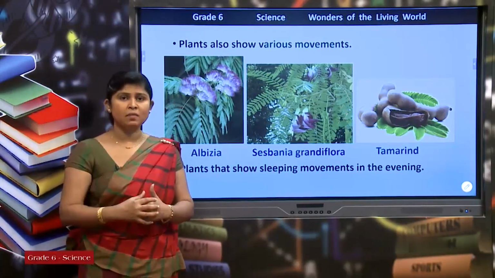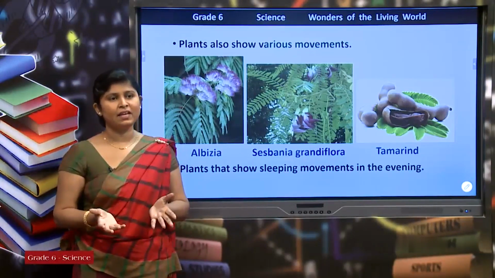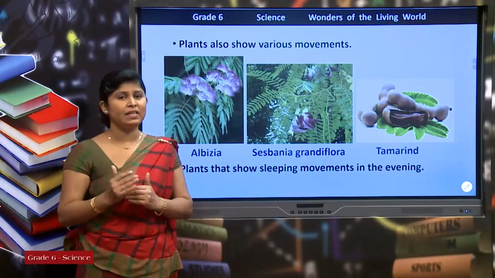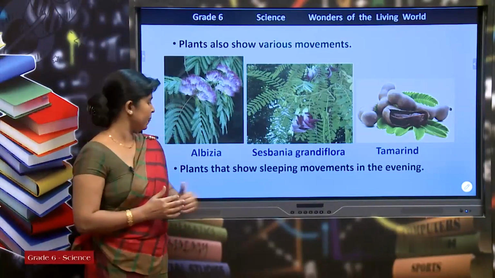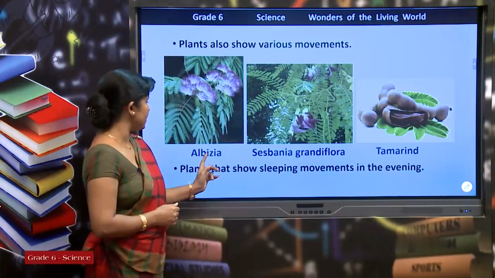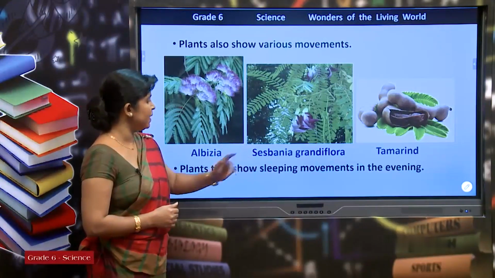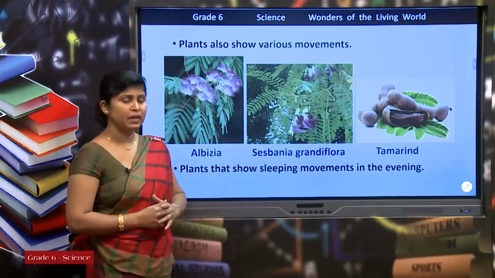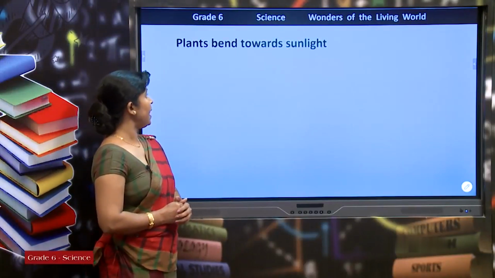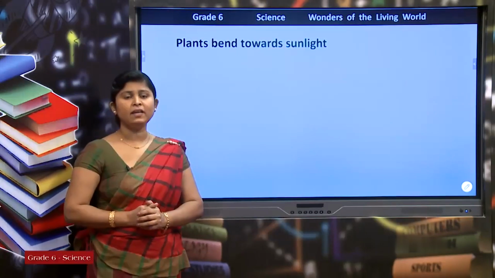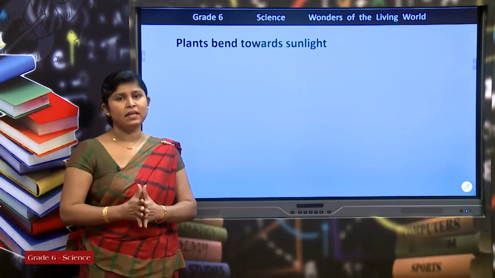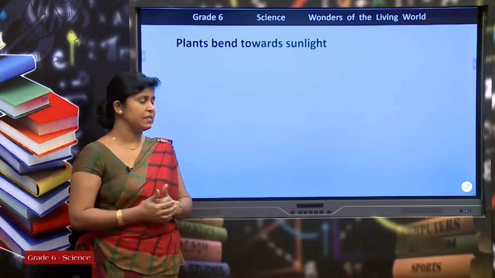When the darkness comes, they start sleeping, right? If you have not observed it so far, today also after the lesson you can observe this. Plants that show sleep-in movements in the evening, the examples are Albizia, then Sesbania grandiflora and Tamarind. Right. Plants bend towards the sunlight, right? You know that the plants can bend towards the sunlight. They have a special ability of bending towards the sunlight.